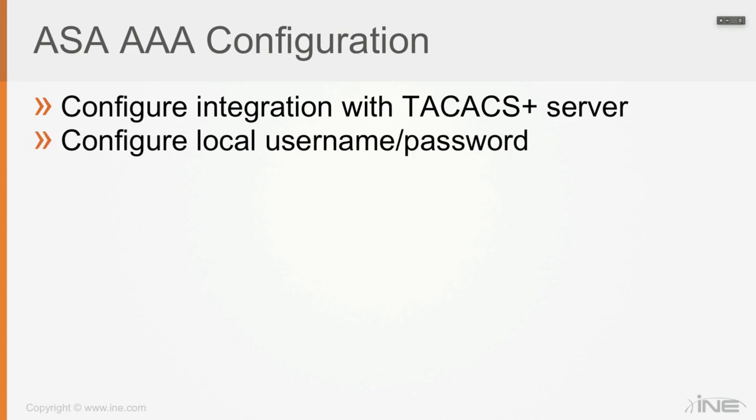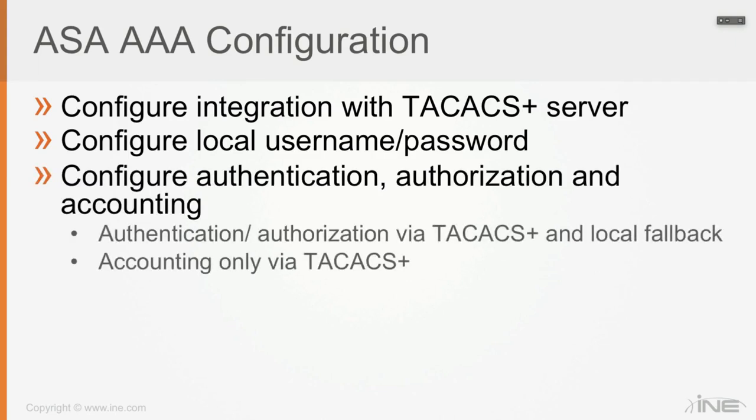Then if you want to provide local fallback in case the TACACS server is not available, you have to configure in the local database of the ASA a couple of local usernames and passwords. Then we configure the authentication, authorization, and accounting just like on the IOS. The same thing: authentication and authorization via TACACS+ and local fallback optionally, and accounting only via TACACS+.